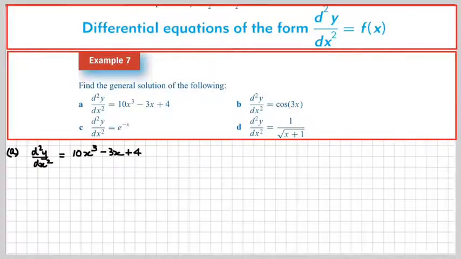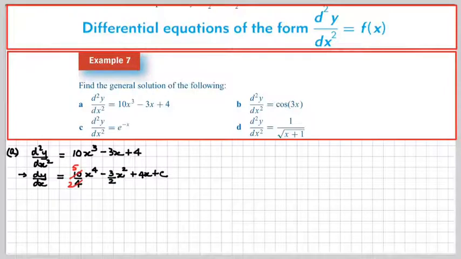Part A. Now we've got d2y dx squared equal to that. We've got to anti-differentiate the first time to get dy dx. So it's 10 over 4 x to the 4, minus 3 over 2 x to the 2, plus 4x plus c. That's alright, no problem. Better simplify this.